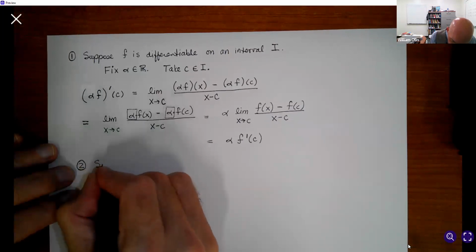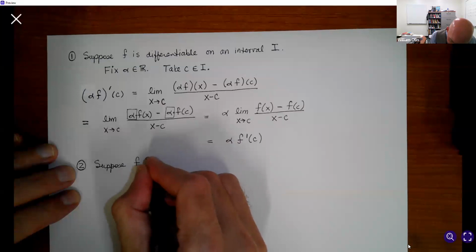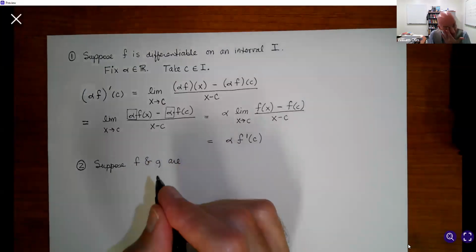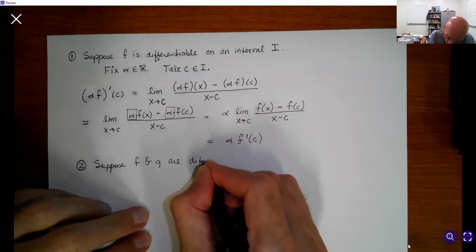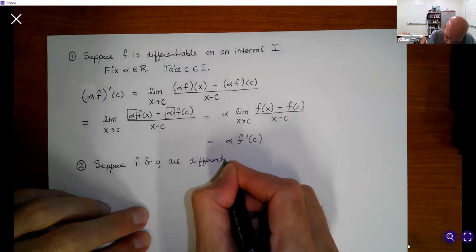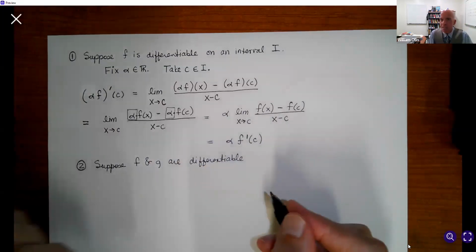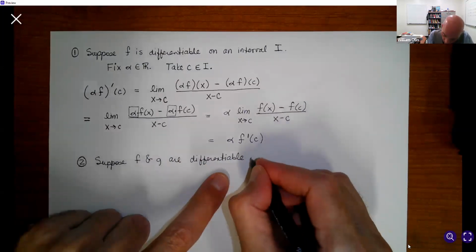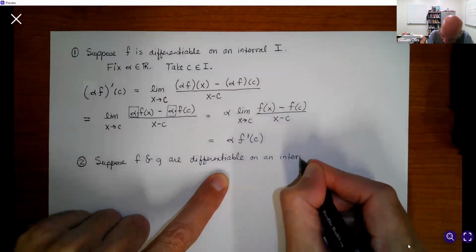Now we're going to suppose f and g are differentiable. That is, in this case, what we want to say, differentiable on an interval, on a common interval. So for instance, if we want to be able to add or subtract them, we need to find a set for which both have derivatives. So f and g are differentiable on an interval I.